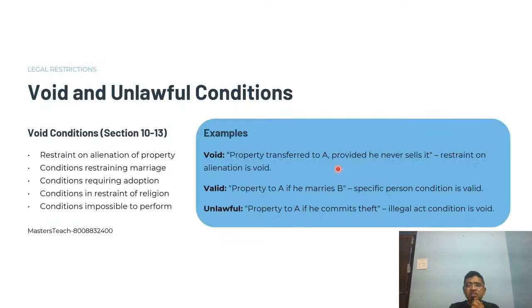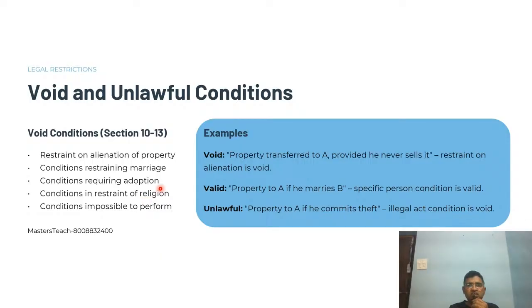Okay. Then void and unlawful conditions, in what cases the property cannot be transferred. So for example, restraint of alienation of the property, conditions in restraint of marriage, condition requiring adoption, condition in restraint of religion, condition impossible to perform. If the marriage is restrained or requires some adoption, or it restrains religion, the transfer cannot be done, or if it is impossible to perform.